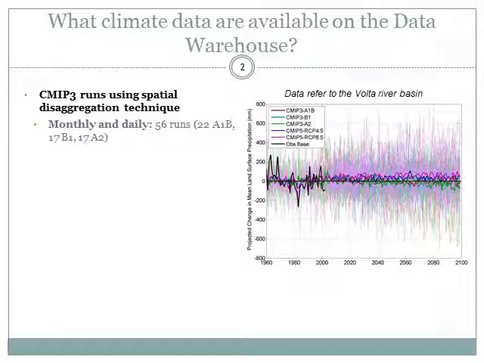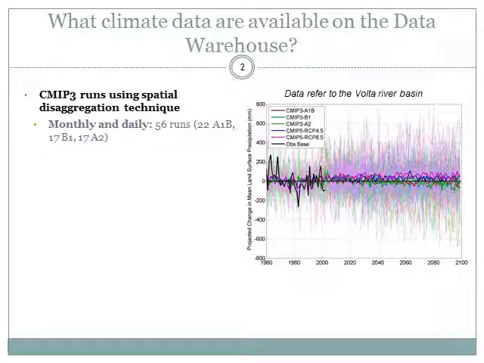Okay, so then the next question is, what climate data do we actually have available on the data warehouse, on this website? So off to the right, this is just a depiction of precipitation projections across a wide variety of different climate model forecasts or projections in the Volta River Basin. The observed line is black, and all of the colored lines represent different climate change signals, with the dark lines being the ensemble means. So the first set of runs that we have available come from the CMIP3 run.